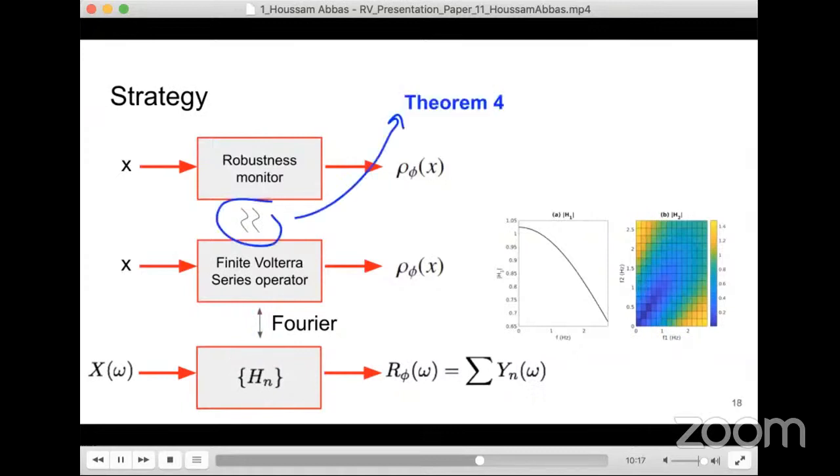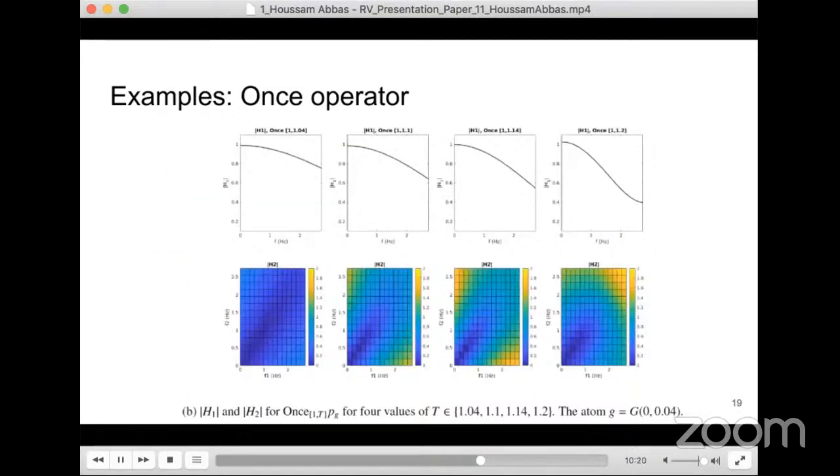Now let's see a few examples. So the first formula is once C, right? So this is the past analog of eventually C, where C is some atom, some finite bandwidth atom. And from left to right, I increase the value of T. So this is once C for increasing width of the temporal interval. On the first row, we have the first order response. On the second row, we have the second order response, which is a two-dimensional function. There are other, higher order responses, but I'm not showing them.